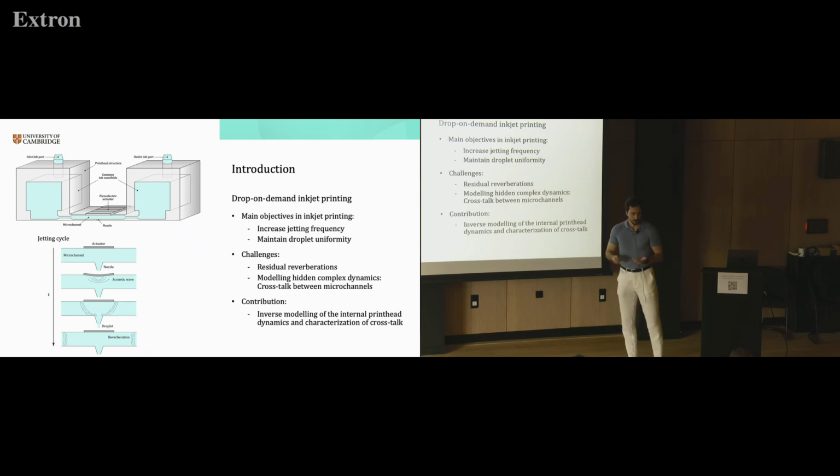The main objectives of inkjet printhead manufacturers are increasing jetting frequency. We are talking about 10,000 droplets per second. We want to push it further while maintaining the droplet reproducibility, meaning that we want to have the same droplet at every ejection, same volume, same shape.